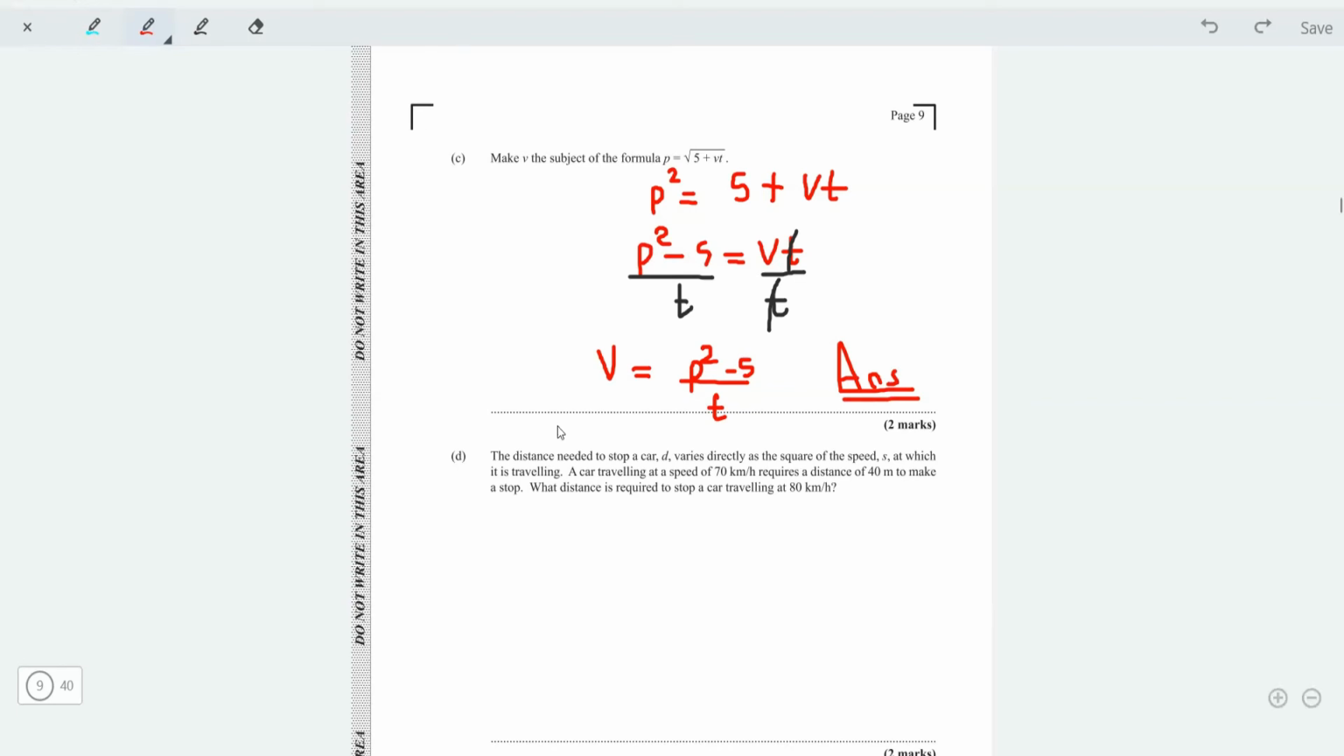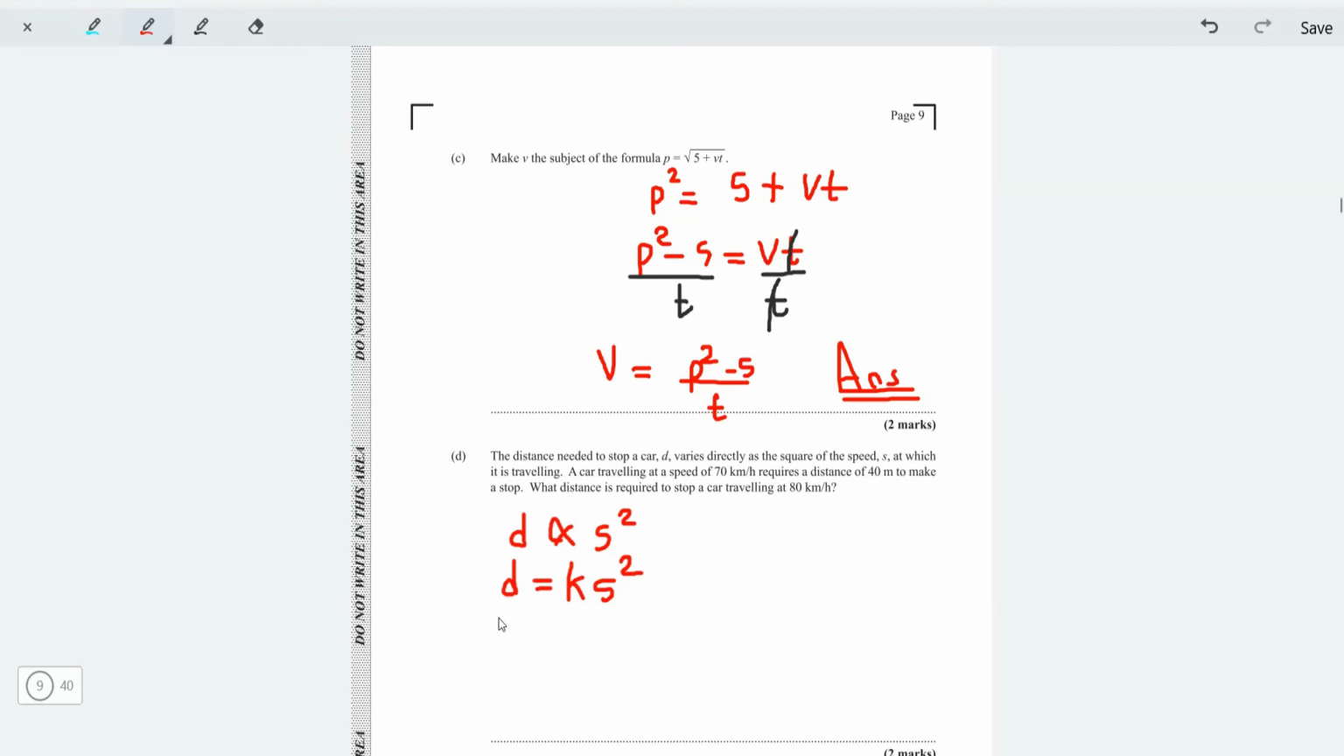The distance needed to stop a car D varies directly as the square of the speed. So they're telling us that the distance is equal to k times the speed. It varies directly as the square of the speed, s squared. So if d is proportional to s squared, what they're telling you is d is equal to k times s squared. All right, and then it says a car traveling at a speed of 70 required a distance of 40 to stop.